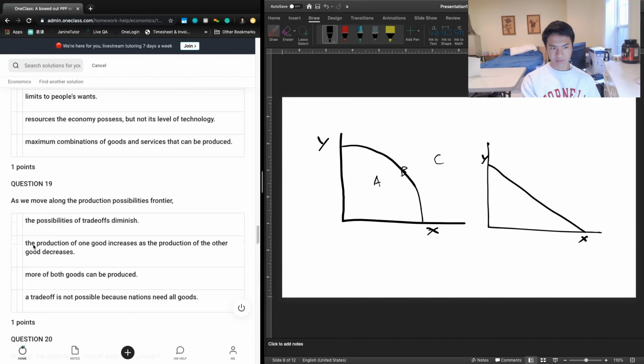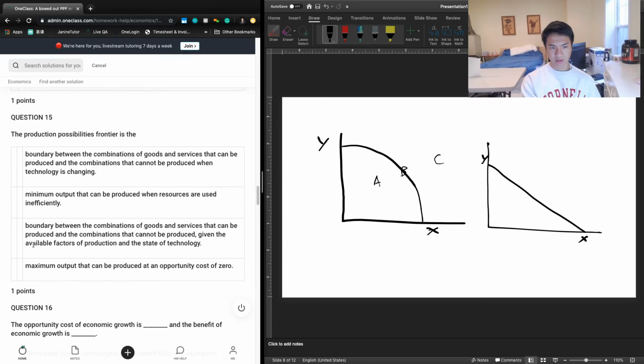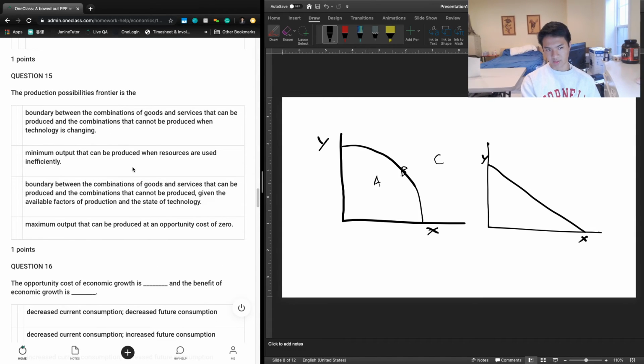So the next question, question 15, says, the production possibilities frontier is which of the following? The boundary between the combinations of goods and services that can be produced and the combinations that cannot be produced when technology is changing. Yes, I'm not sure about the technology is changing. I don't think that is one of the conditions. So we'll take a look at the other answer choices.